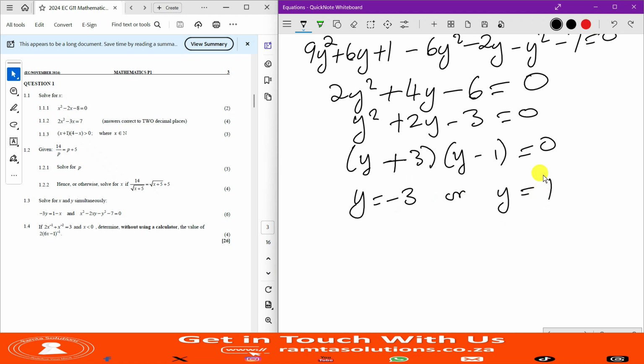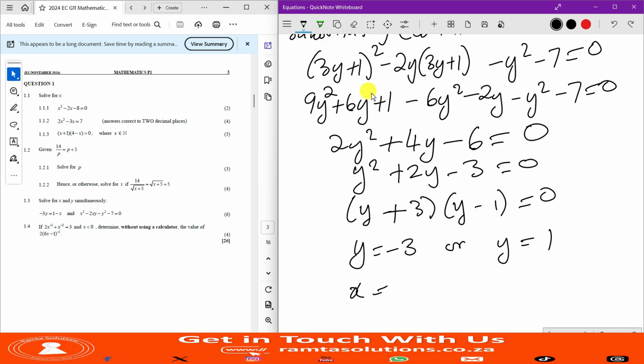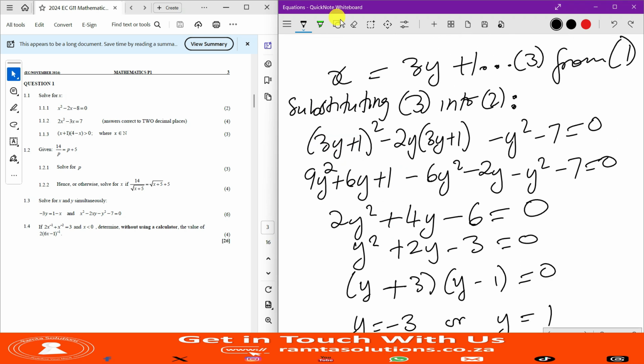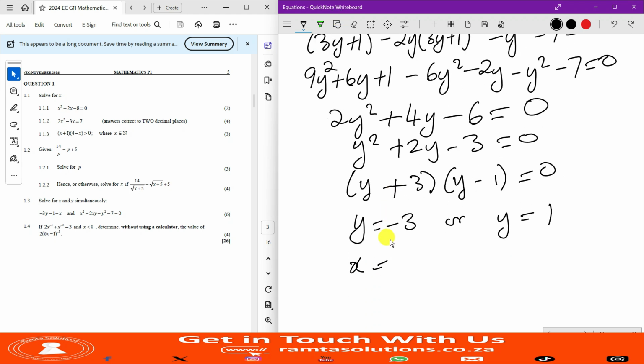All right. So what was the value of x? Now we can find the value of x. We said the equation of x was 3y plus 1. So where there's y, we put negative 3. So 3 times negative 3 is negative 9 plus 1, it'll be negative 8. And then 3 times 1 is 3 plus 1 is 4. So x is 4. And this is us solving for x and y simultaneously.